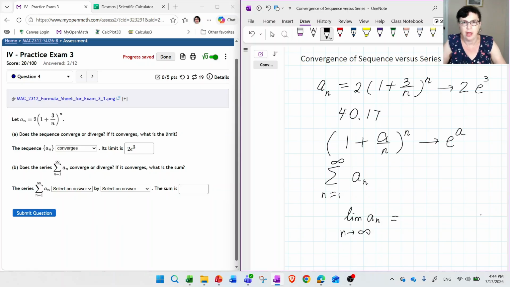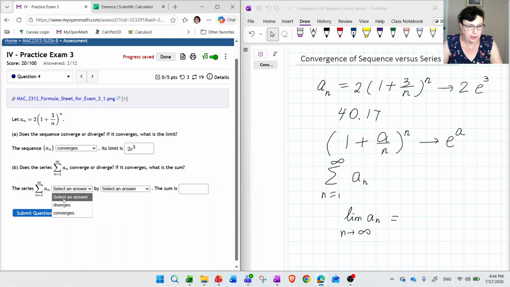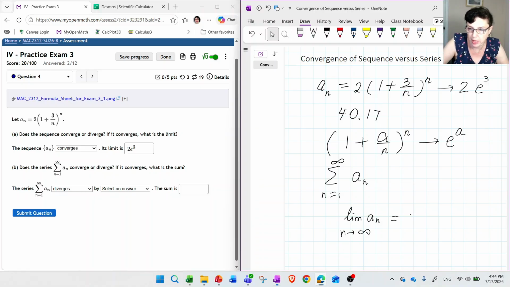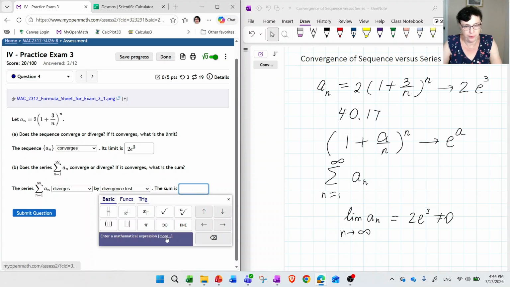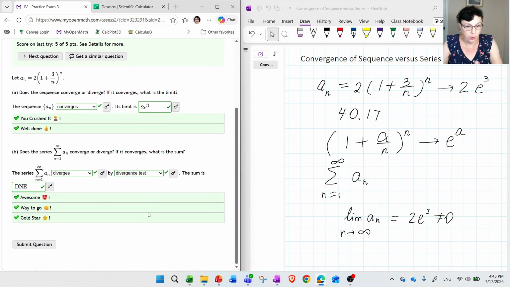It absolutely doesn't. Otherwise, if it was that simple, we wouldn't need any of the other tests, and we have like 100 more tests here. But the divergence test should be tried first. So the series diverges. Why? Because our limit of a sub n, which we did in part A, is 2e cubed. And obviously that is not zero. So there is no way for these sums to converge anywhere. So we're just going to say that's the divergence test. And the sum is, well, if there is no sum, we're just going to enter DNE, does not exist. And let's see if that works. All right, it worked.